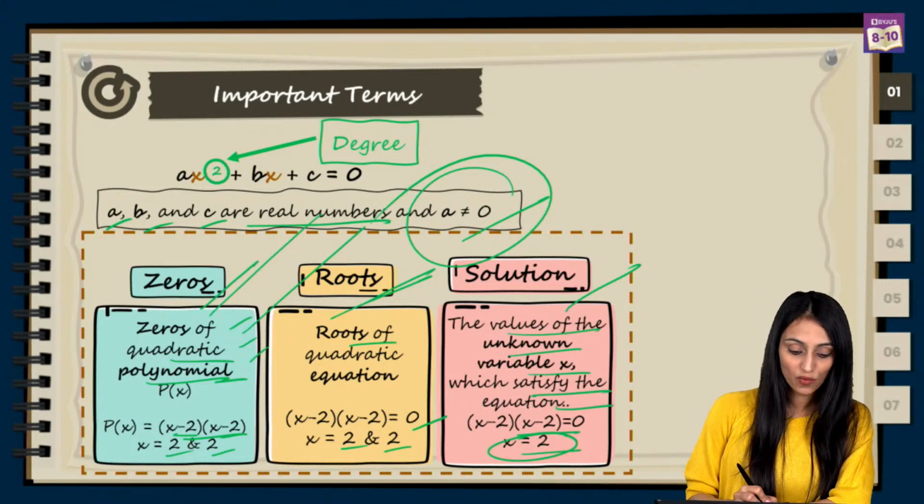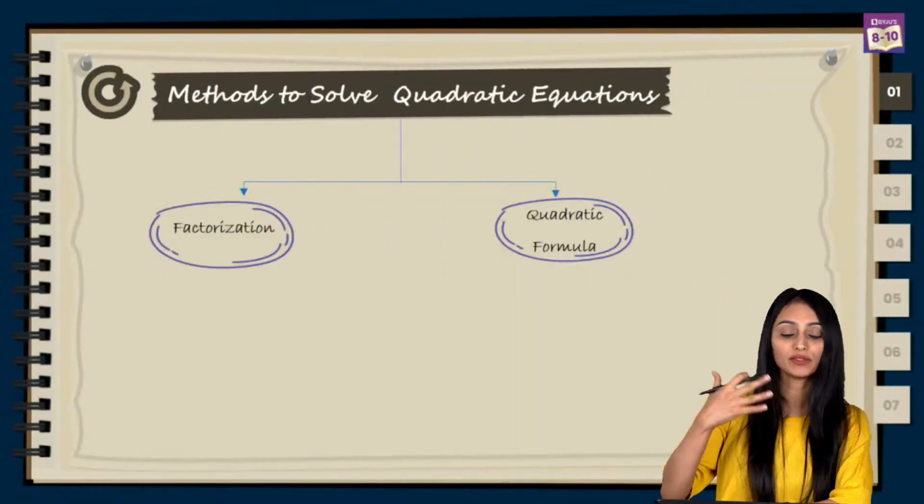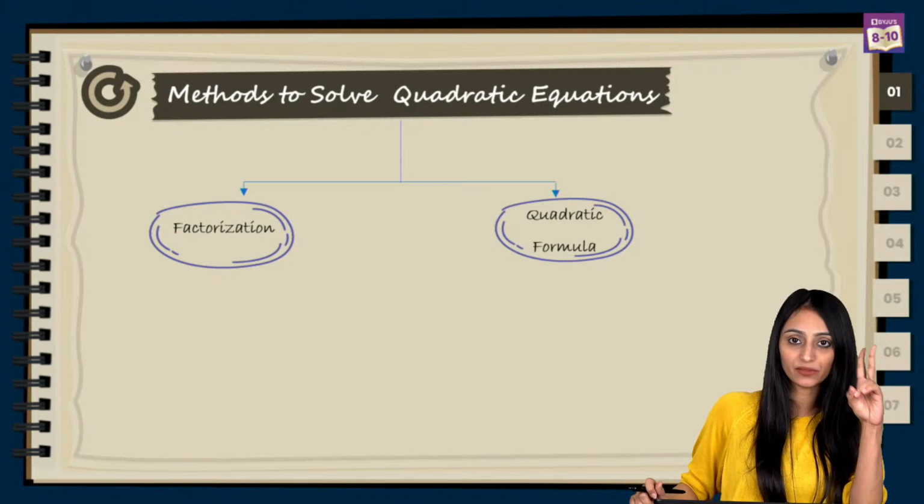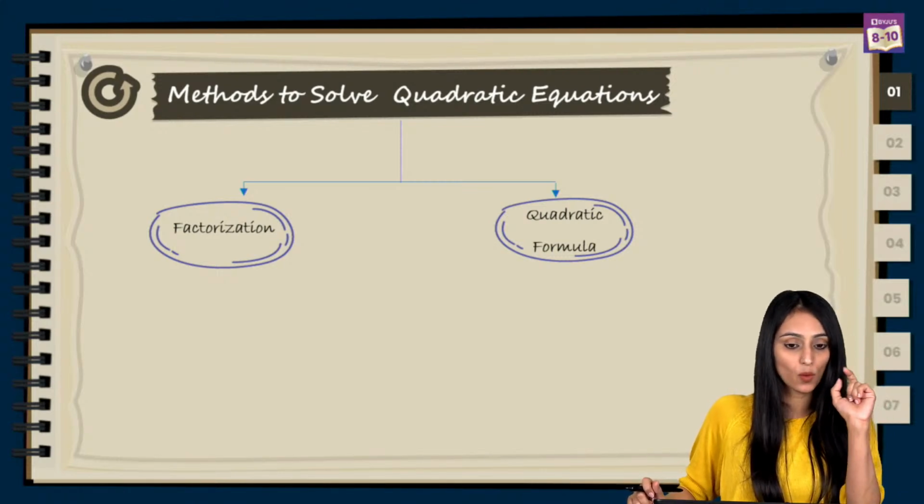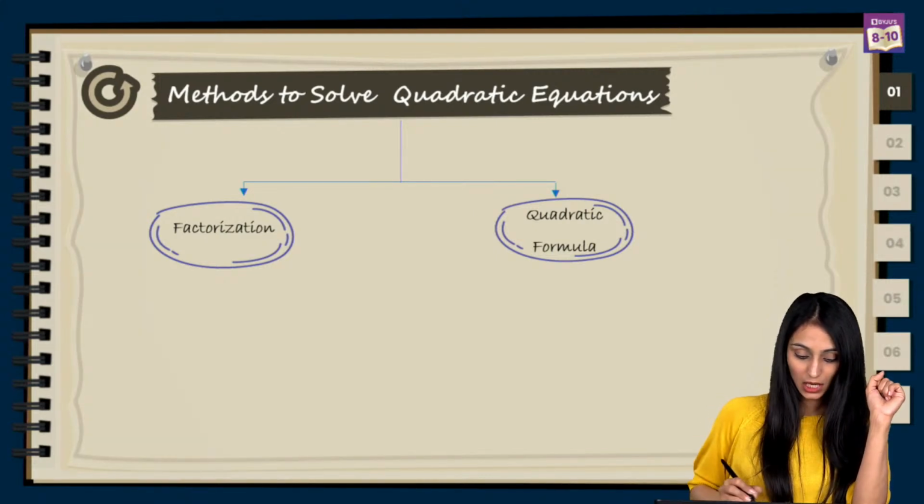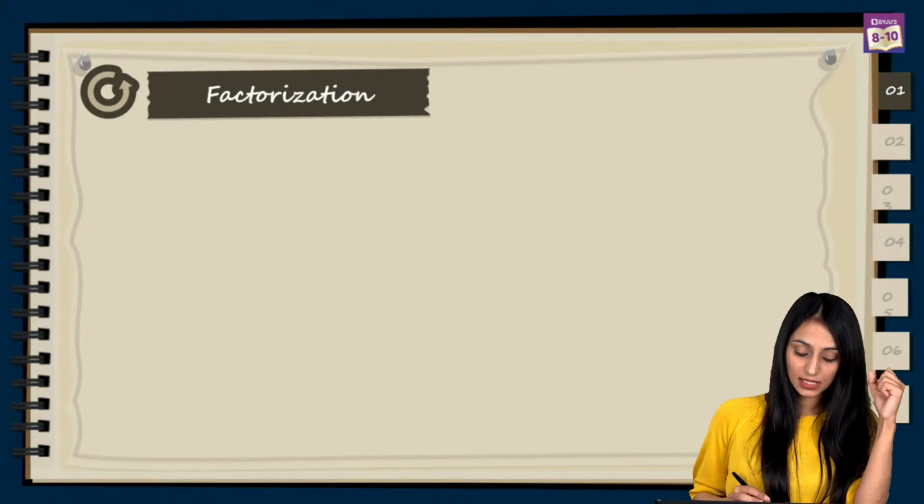All right. Let's move ahead. So these were the important terms when it comes to quadratic equation. Now let's take a look at the different methods that we have to solve the quadratic equation. So two methods are there. We have factorization and we have quadratic formula. Yes? Right? All right. Yes, Keshwi. So let's discuss the factorization.